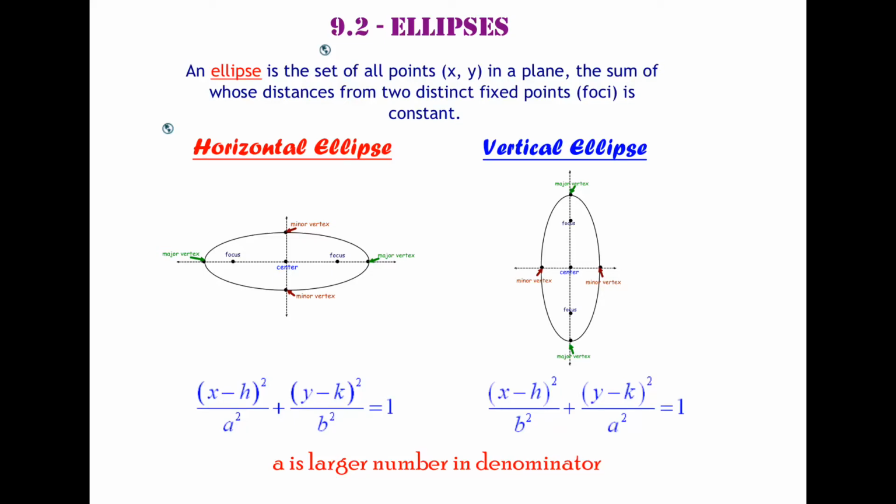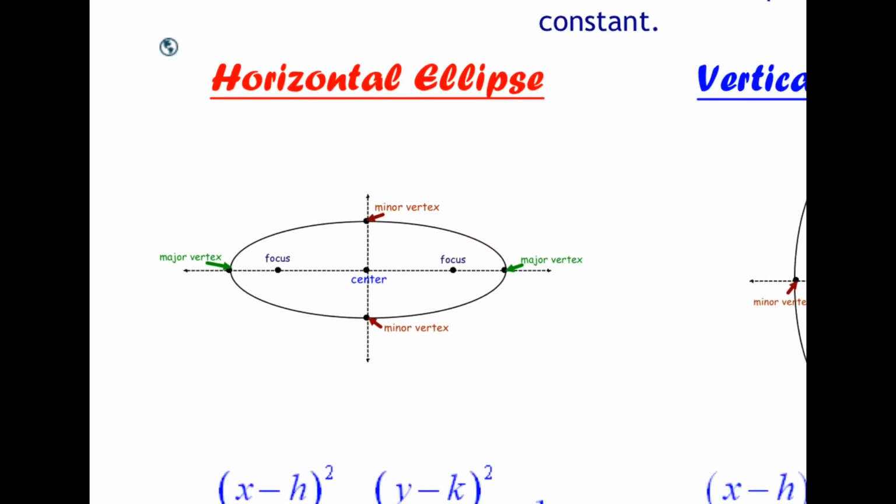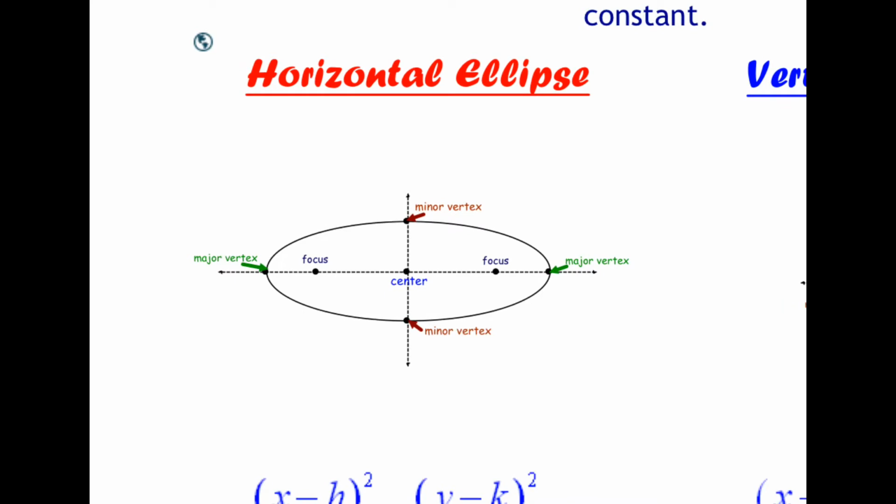Section 9.2, ellipses. We are going to look at the second of four conics. An ellipse is a set of all points (x, y) in a plane, the sum of whose distance from two distinct fixed points called the foci is constant. So what that means is if I can take any line going from one focus, hit the ellipse on the outside and then back to the other focus, that distance is the same no matter what.